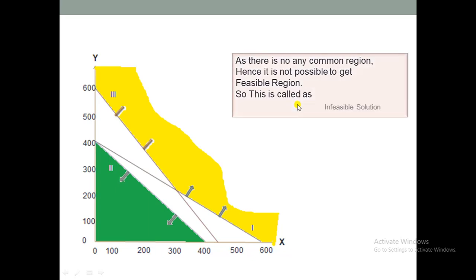So this is called an infeasible solution, because we get the solution from the corner points of the feasible region, but here the feasible region is not available, because there is no common region. No common region means no feasible region. No feasible region means no coordinate points, and that means the solution is infeasible. So this is one type of linear programming problem. It can occur because the constraints are of different types, which do not give a possible required solution.